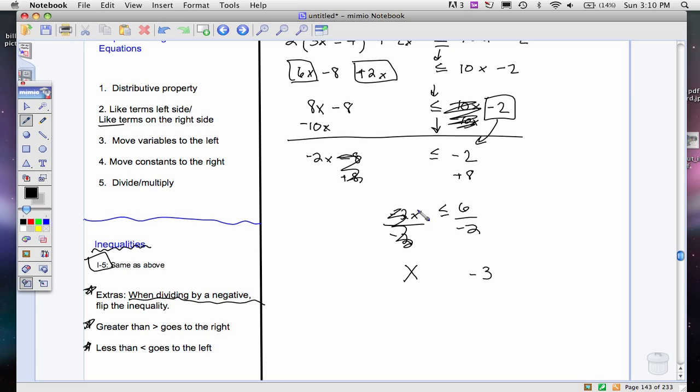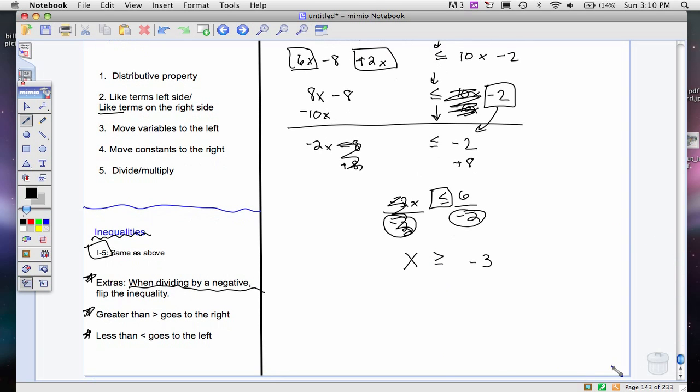Now here's the trick. Extras right here, when dividing by a negative. So when you see this, I divided by a negative 2 and a negative 2. If I divide by a negative number, if that bottom number is negative, I have to flip this inequality symbol. So it is no longer a less than symbol, it is now a greater than or equal to symbol.